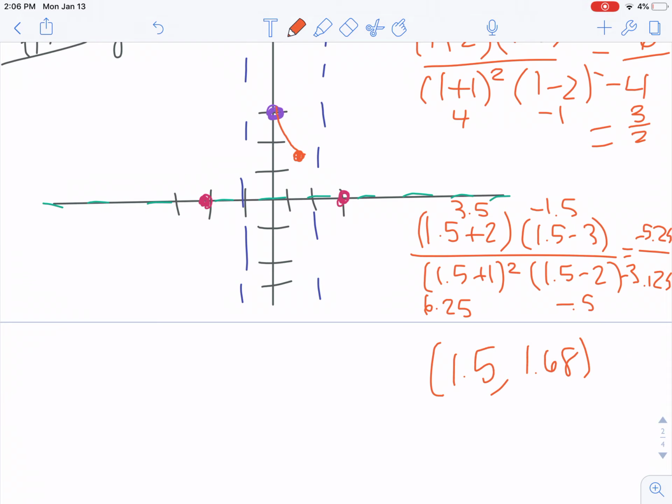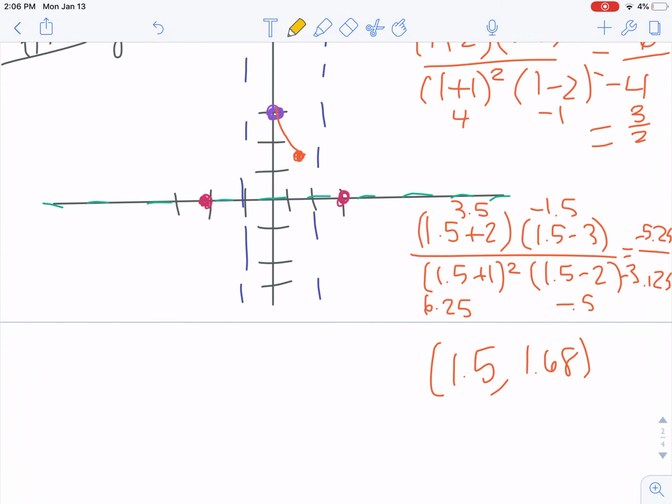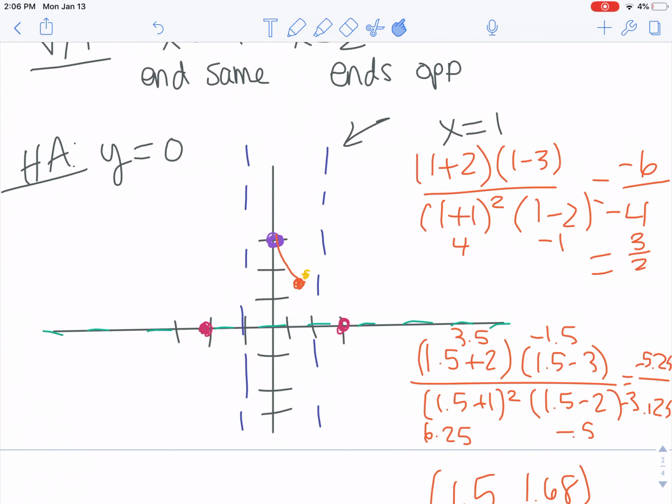So what that tells me is that when I plug in 1.5, I get 1.68, which is bigger than 1.5, so it is going to go back up. And that's actually too close. It's going to go back up. So it's going to come down and then go back up. And the reason I had to do all that work is because I need to see what's happening as it approaches that side. So it's going to keep going up forever and ever. And this one's going to keep going up forever and ever. And we get this U shape here in the middle.